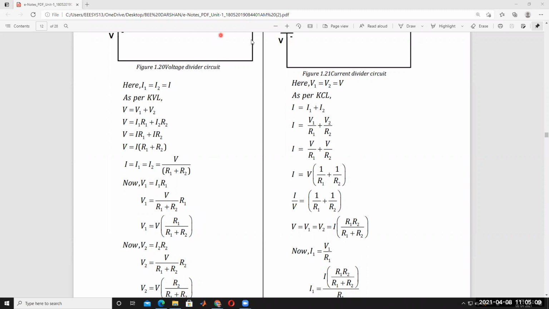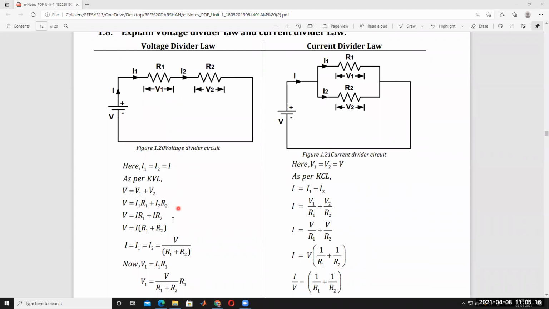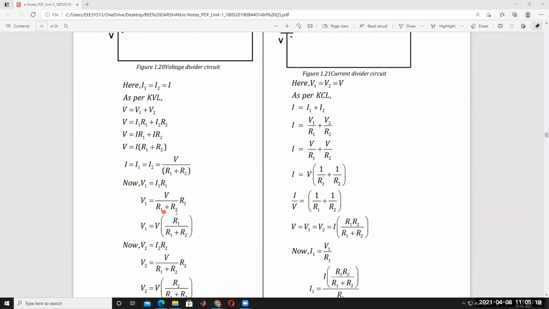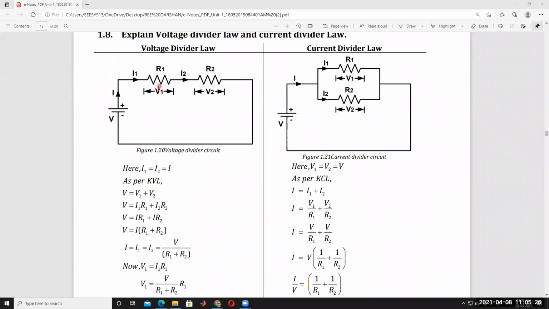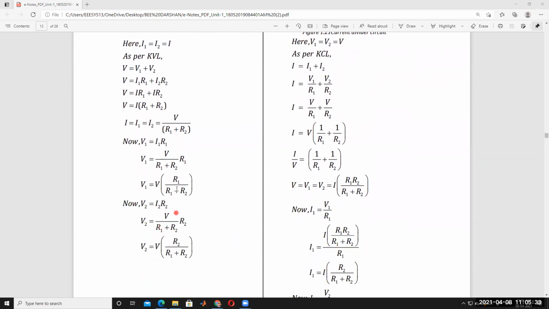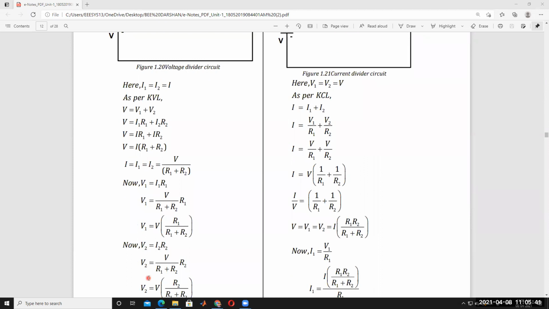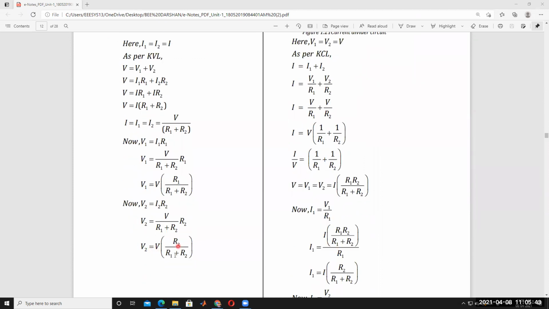Understand? So V1, the voltage drop across the resistor R1, is nothing but the total voltage, that is the source voltage, into R1 divided by (R1 plus R2). And V2, the voltage across the resistor R2, is the source voltage into R2 divided by (R1 plus R2).